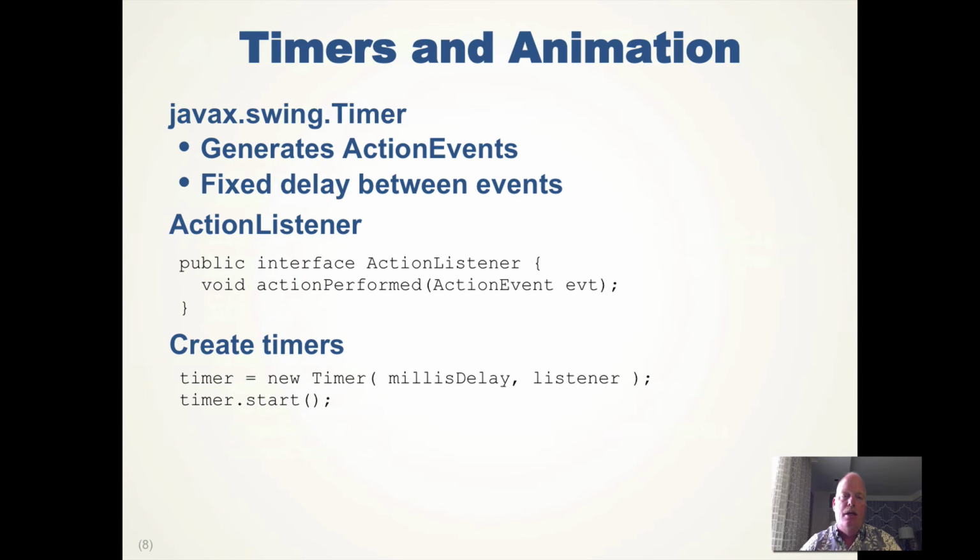The next thing to talk about beyond mouse events is the idea of timers. The javax.swing.Timer is a class that generates action events after a specific amount of time. So you can set up the timer class to generate an action event every so many milliseconds, and it will keep generating them, or it can wait some milliseconds, generate one event, and stop.